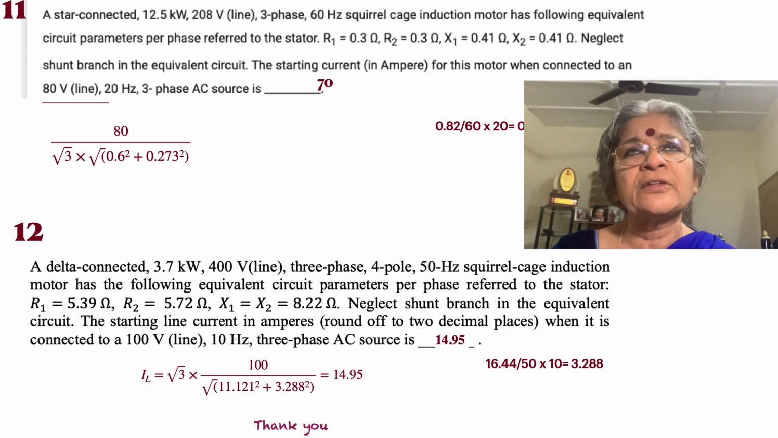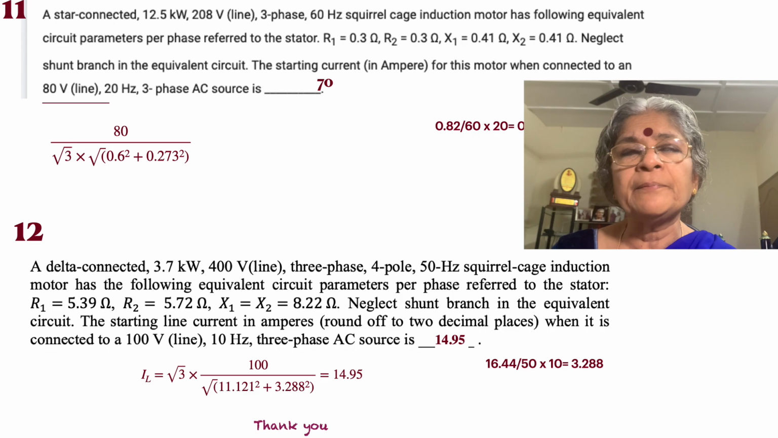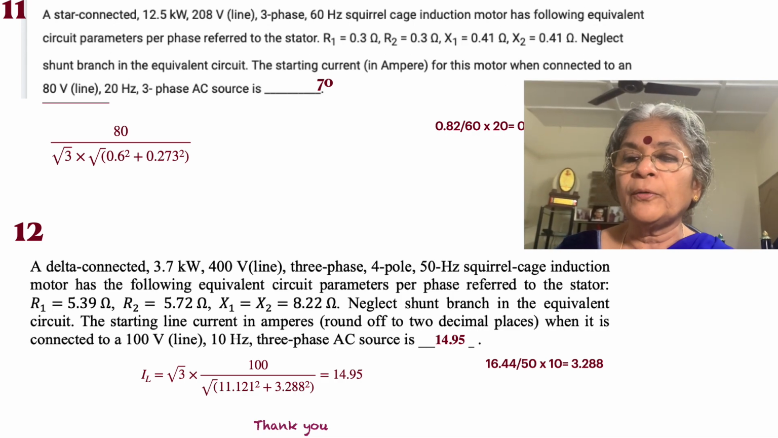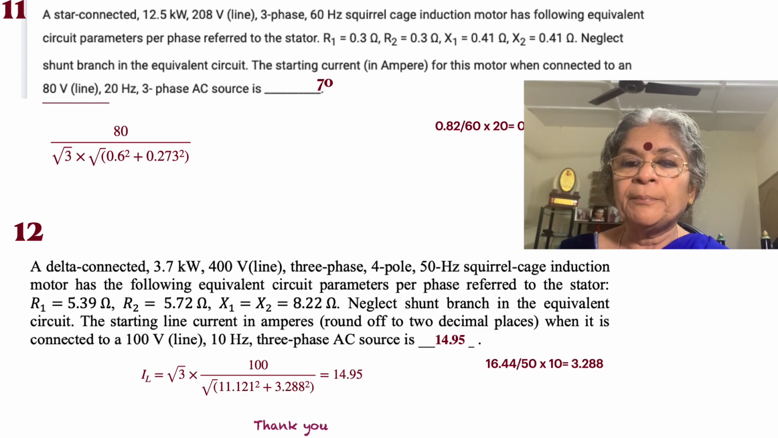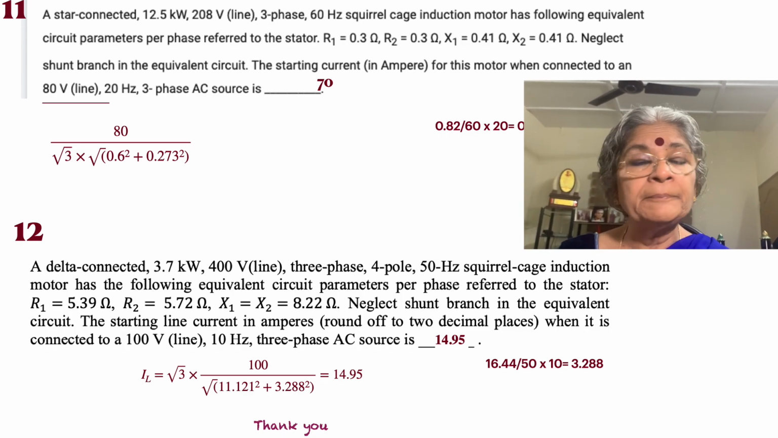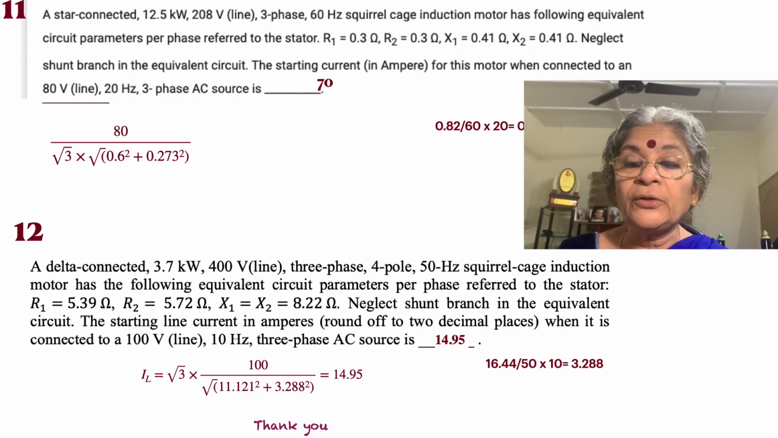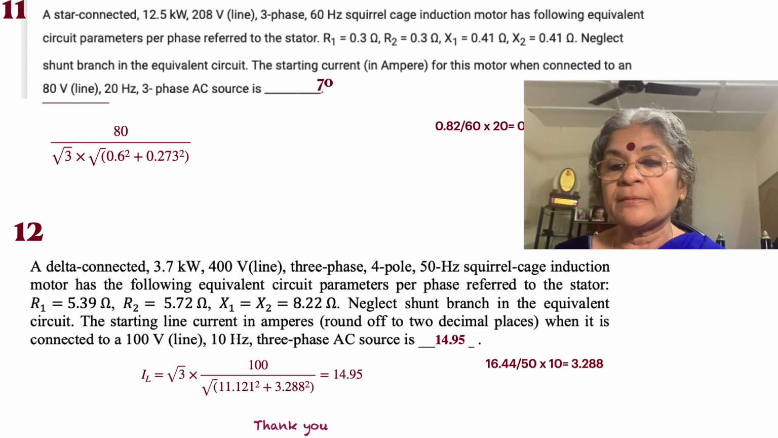This is one aspect with respect to the electrical machines. Most of the problems are repeated. So we can easily do it. The first step is to calculate the new reactance. How much is it? 8.22 into 2, that is 16.44, divided by 50 multiplied by 10, which is equal to 3.288. So we have 100 divided by, there is no root 3. Why? Because it's a phase voltage. So 100 divided by the square root of 11.121, that is 5.39 plus 5.72, whole squared, plus 3.288 squared. So that gives us the phase current. Now multiplied by root 3, that's going to be the line current which is drawn from the supply.